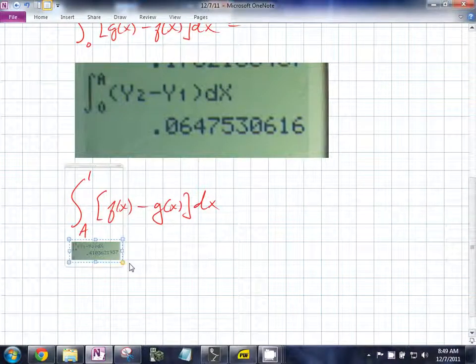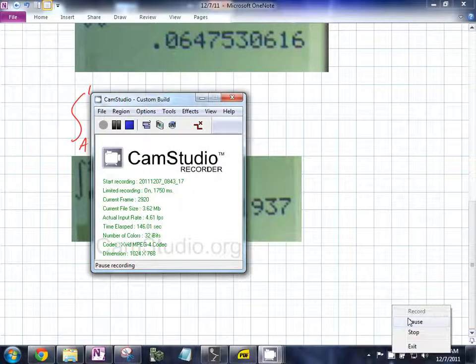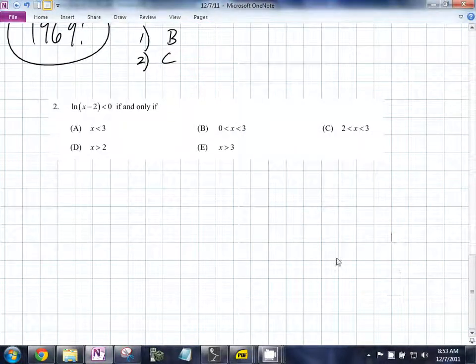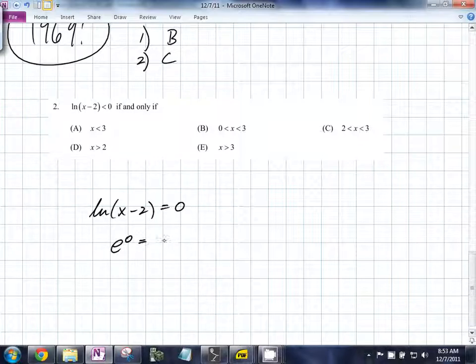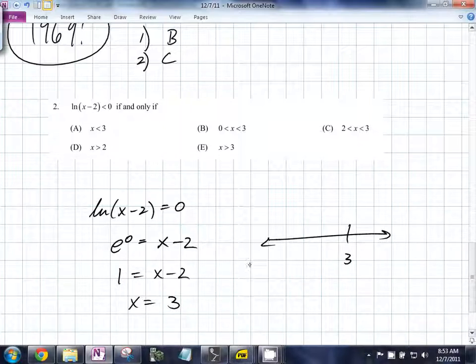If you're going to look at this question, it might be good to look at where it equals 0. So we want to know when ln of x minus 2 is equal to 0. Well, that's when e to the 0 is equal to x minus 2, right? So that's when 1 is equal to x minus 2. So that's when x is equal to 3. You know that this function ln of x minus 2 is equal to 0.